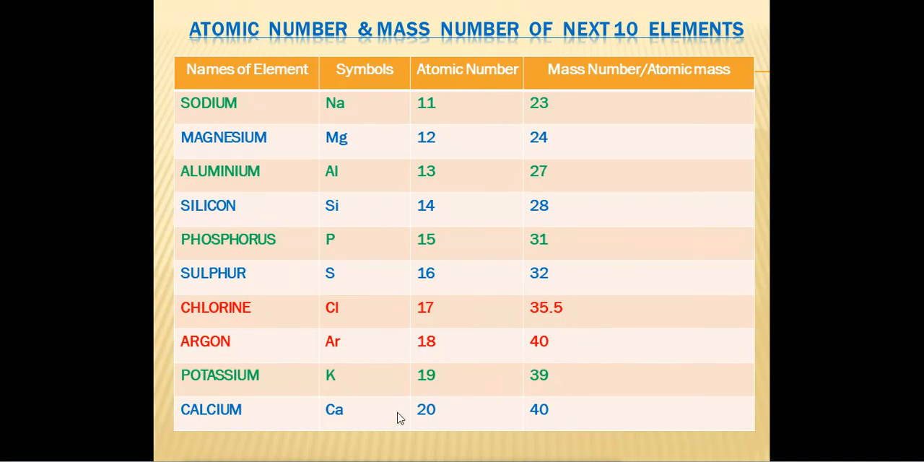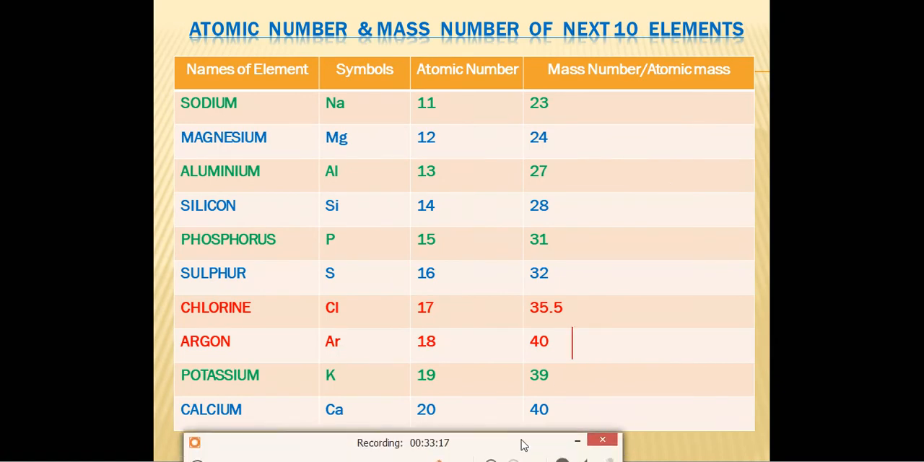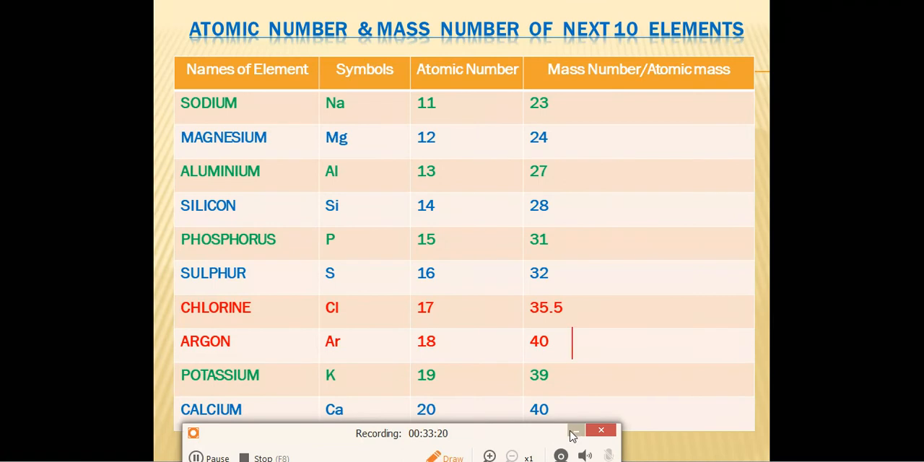And the last one, calcium. Calcium has atomic number 20. So which formula will we use? 2 into atomic number. So how much will we get in this case? 2 into 20 is equal to 40. So 40 is the mass number, or atomic mass, of calcium. So these are the formulas by which you can easily calculate the mass number of the elements if you know the atomic number.